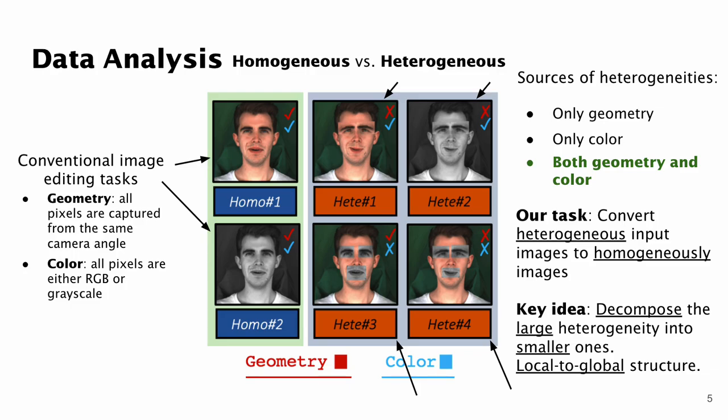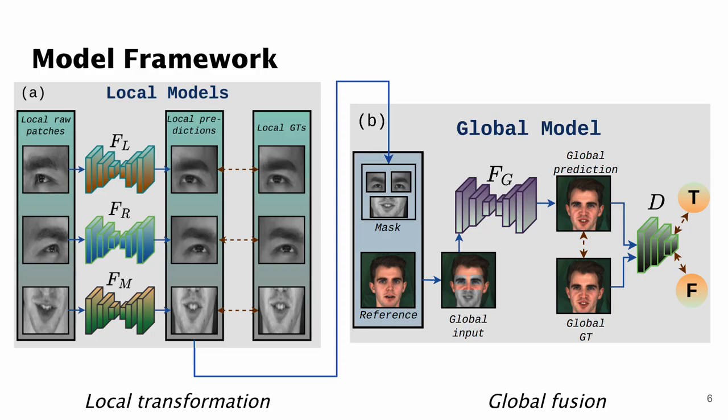Based on our analysis, the key idea of this work is to decompose the large heterogeneities into smaller ones. According to this, we propose a simple but efficient local to global model structure. Here we show the framework of our model. For the local transformation module, we have 3 independent local models that transform local patches: the left eye, the right eye, and the mouth. The local models are trained using the MSE loss between the prediction and the ground truth.